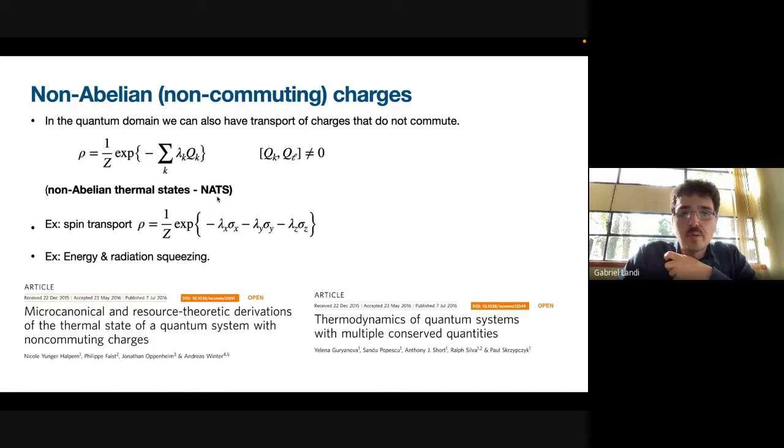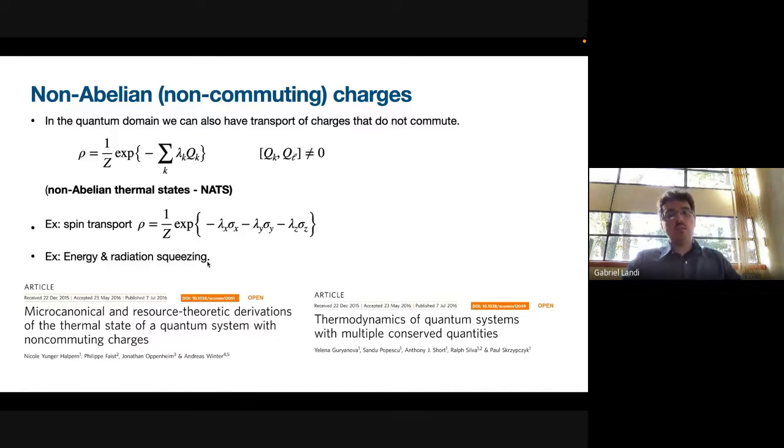One very simple example is just spin transport. If you're able to prepare your states such that you have Pauli matrices, not only Z, but also X and Y, then this would be a nice example of a non-abelian thermal state. Another example that I'm going to illustrate in a bit is radiation squeezing, which is a property that's widely used in quantum optics.